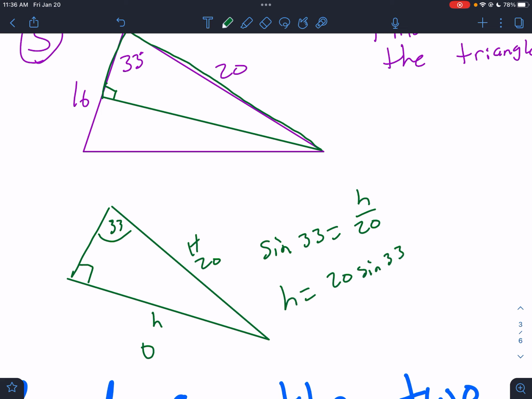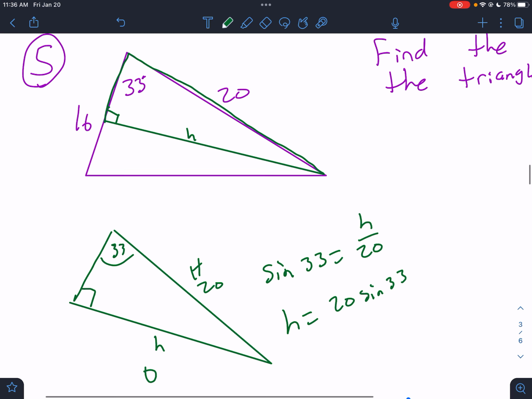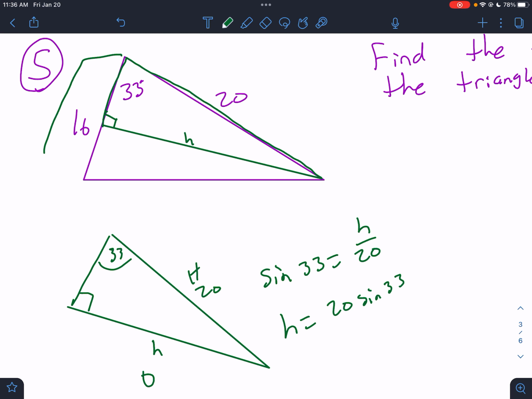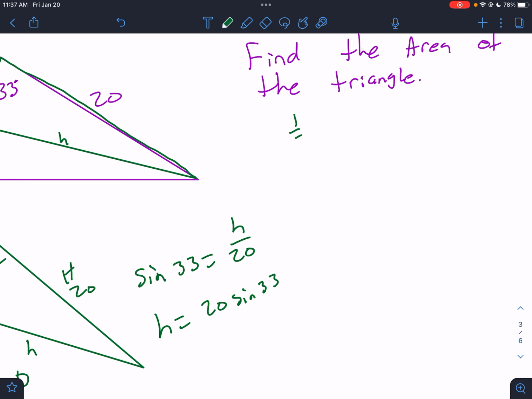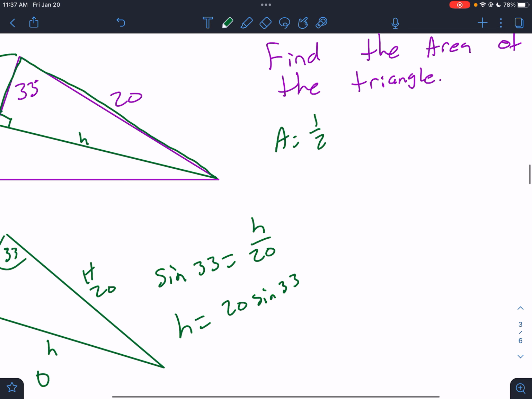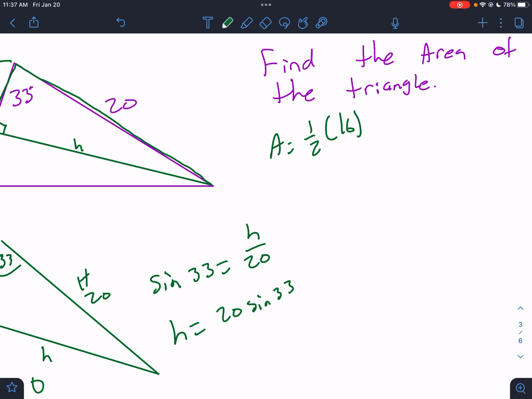And that's like my h here. What's the base? Well, if that's my height, this is my base. Remember, bases and heights have to make a right angle. My base and my height have to form a right angle. So the area would be 1/2 times the base, 16, times the height, 20 sine 33.